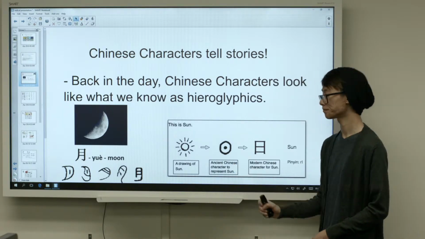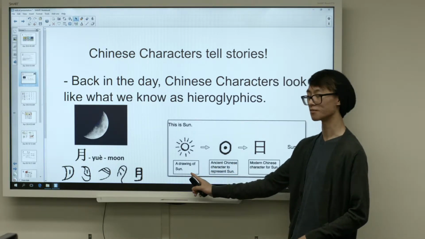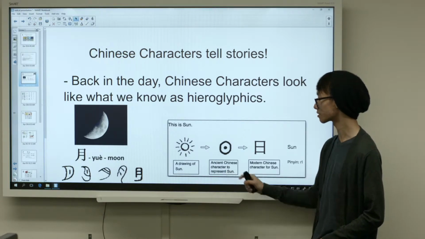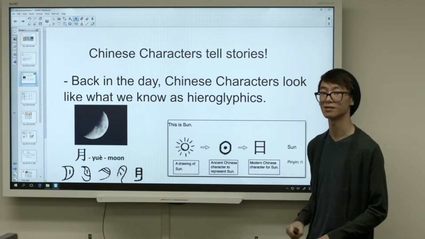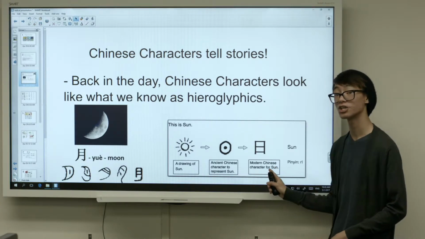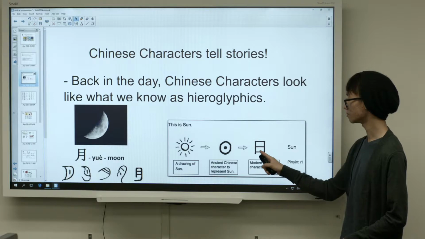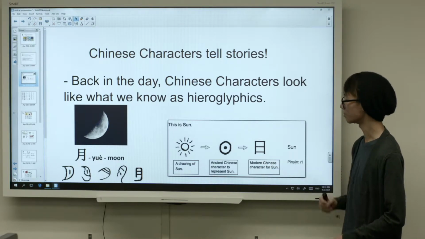Take a look at the sun. Here's a picture of a sun, and now here's an ancient Chinese character to represent the sun, as a circle with a dot in the middle. Now here's the modern day Chinese character for sun, Ri, which is a rectangle or box with a line in the middle.